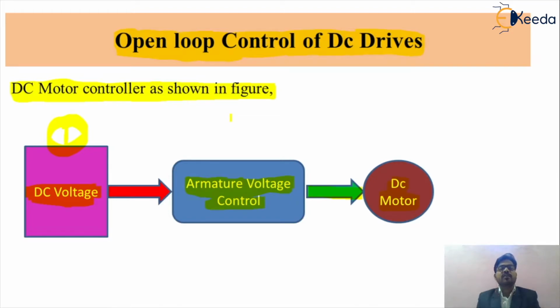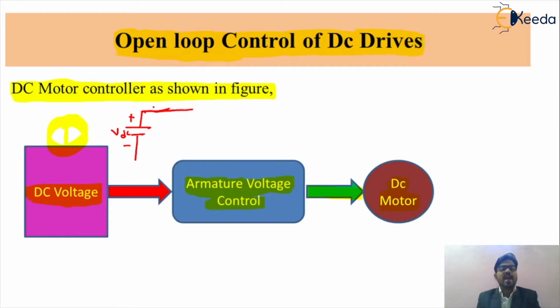So friends, what will happen in open loop control? We are having a DC voltage, in industry or in a practical session, that is we have a DC voltage supply, we call it VDC. After that we use the armature voltage control technique.